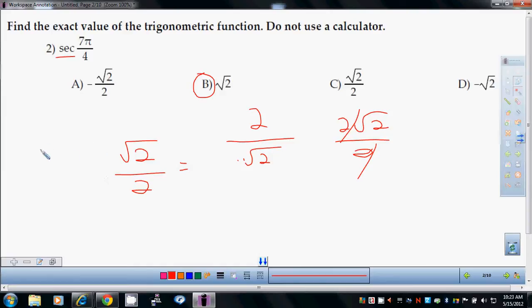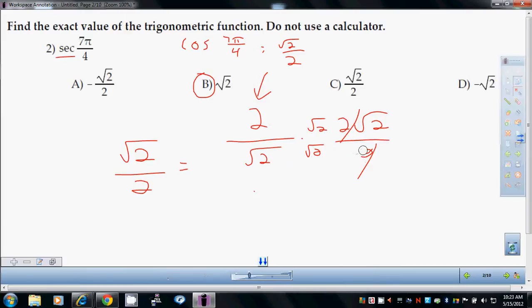So, again, our steps were find cosine 7 pi over 4, which equaled radical 2 over 2. And then because we're looking for secant, you just flipped it and got to this. Then all we had to do is rationalize it by multiplying the top and bottom by radical 2, making that 2 radical 2. And that was just 2, which cancels with the top.